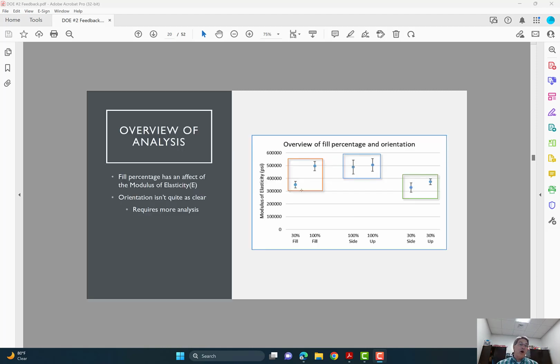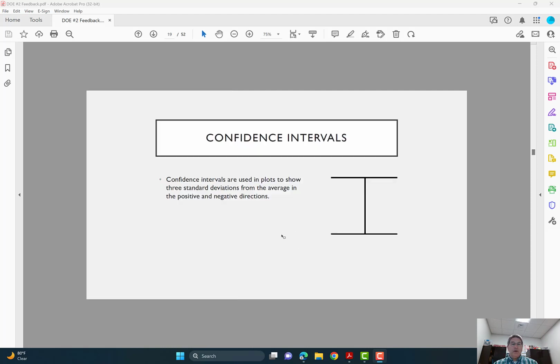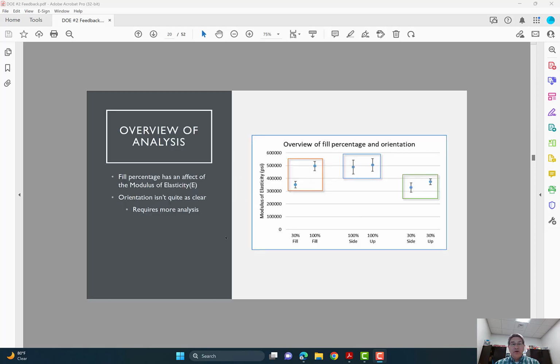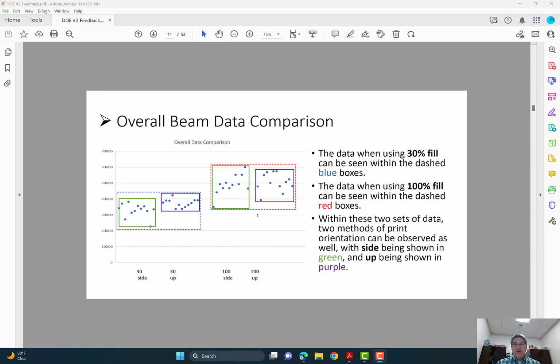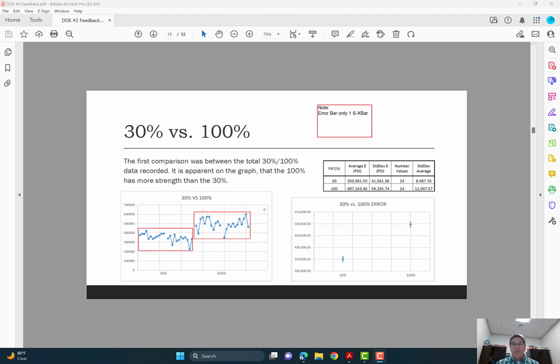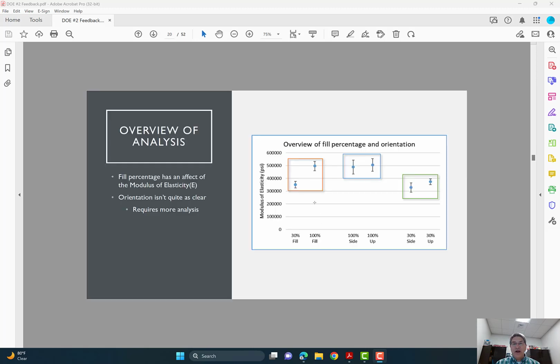Then I really liked this overview where, in between here and here, I would have liked that graph I was showing you before. Just the big picture where you see the raw data. But then the way Brianna summarized this, I really like it, because you get to see right here really quick, 30 and 100, obvious difference. You get to see 100 side and up, 30 side and up. Right away, you're kind of clued into, hey, maybe we need to look at something here. And so this would be a great place to give an overview, and we need a little bit more analysis.